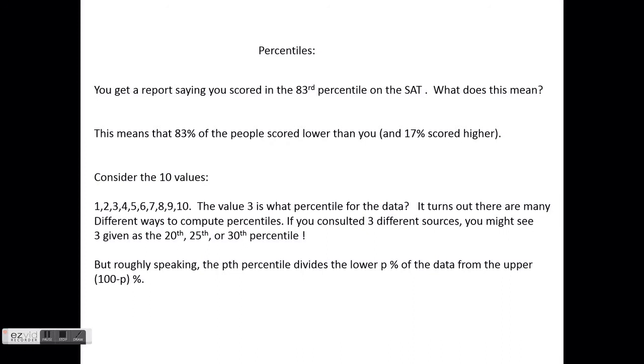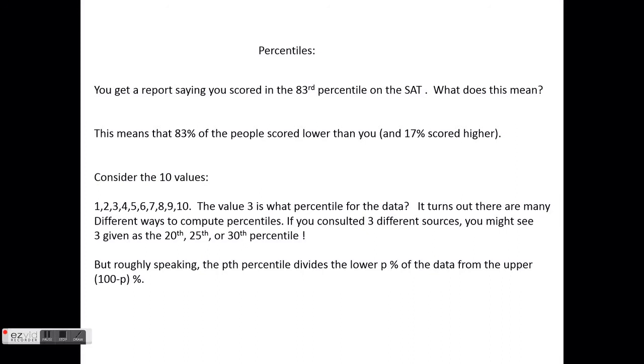If you got an 83rd percentile on the SAT, that means that essentially 83% of the people scored lower than you and 17% of the people higher. So the 83rd percentile separates the top 17% from the bottom 83%. It can be a little confusing. There are a lot of different ideas and methods for computing percentiles.